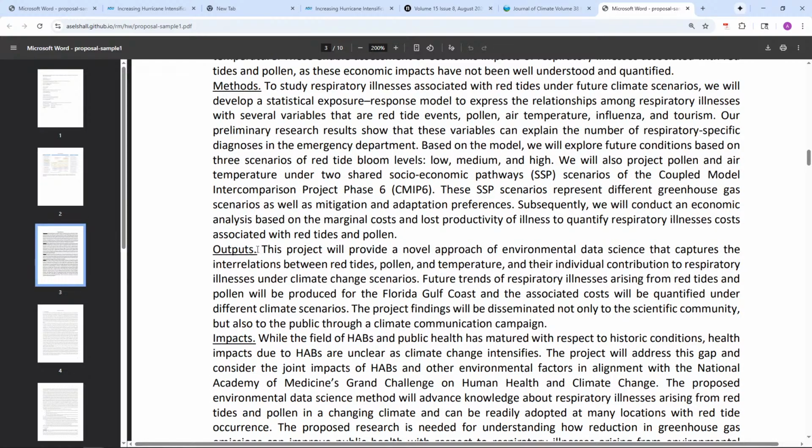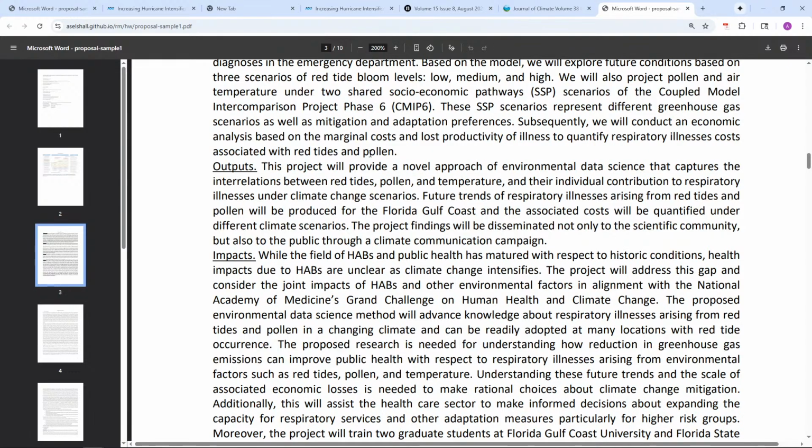Now these are the outputs. This project will provide, now what are the outputs of this project? This project will provide a novel approach for environmental data science that captures the interrelationship between red tide, pollen, temperature, and their individual contribution to respiratory illness under climate change scenarios. So here, this is one output. Further, trends of respiratory illnesses arising from red tide and pollen will be produced for the Florida Gulf Coast, and associated costs will be quantified under different climate scenarios.